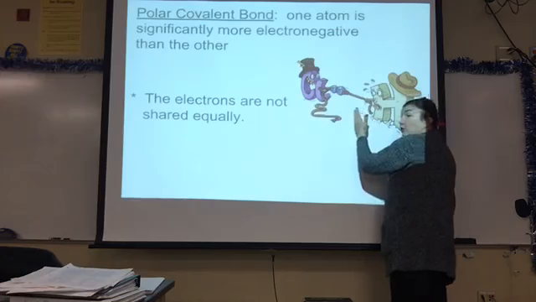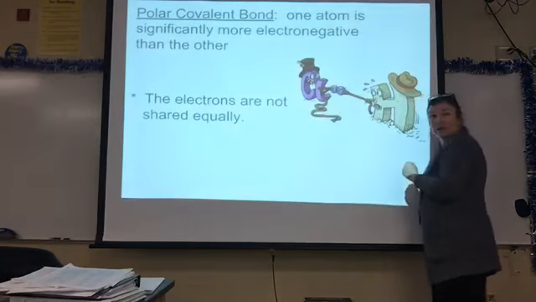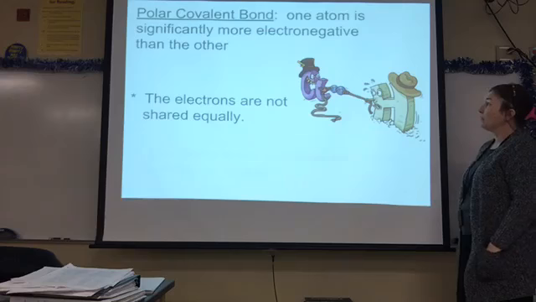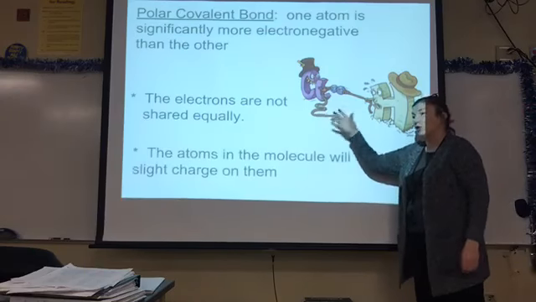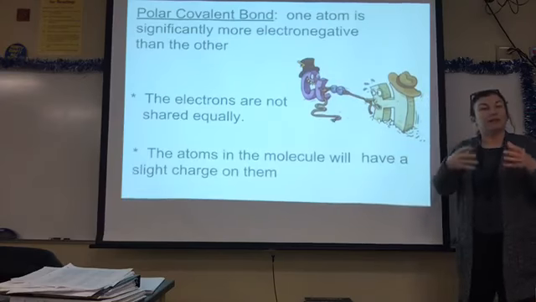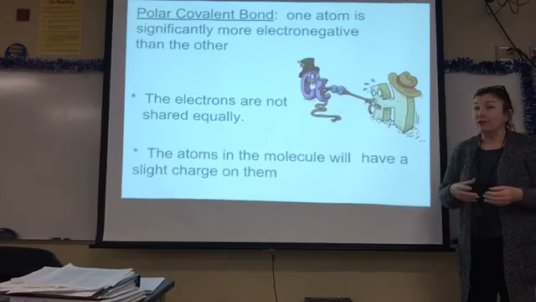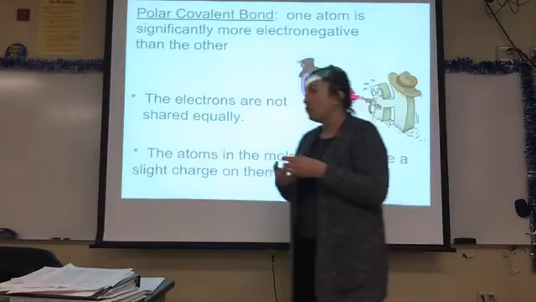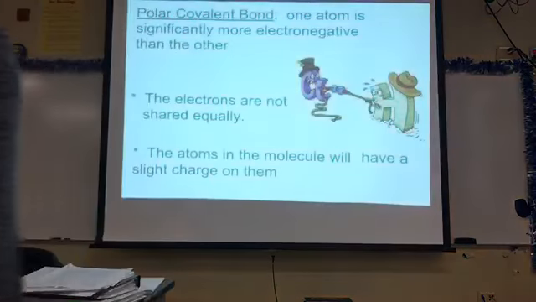So electrons are going to shift towards chlorine. Does that make sense? And when that happens, chlorine becomes a little more negative. Chlorine's going to have a slight charge on it because the electrons are getting closer to it. Electrons are negative. The closer those negative particles get to that nucleus, it's going to become a little more negative.